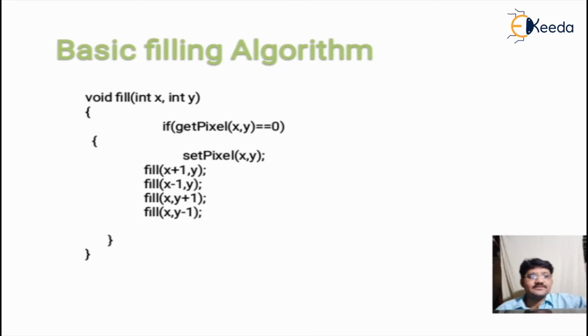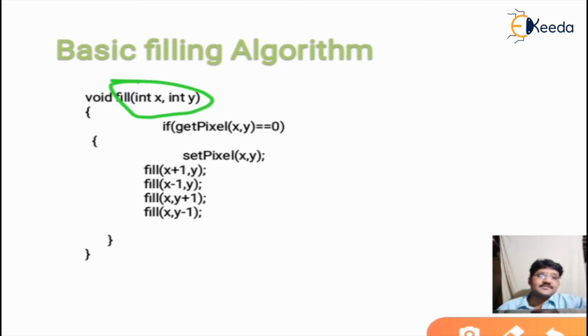This is the code for the basic filling algorithm. Here, fill is a function and xy is the pixel coordinate which we want to color. To color this particular pixel xy, first we use getPixel. GetPixel is a function which gets the pixel color at a specified location xy.